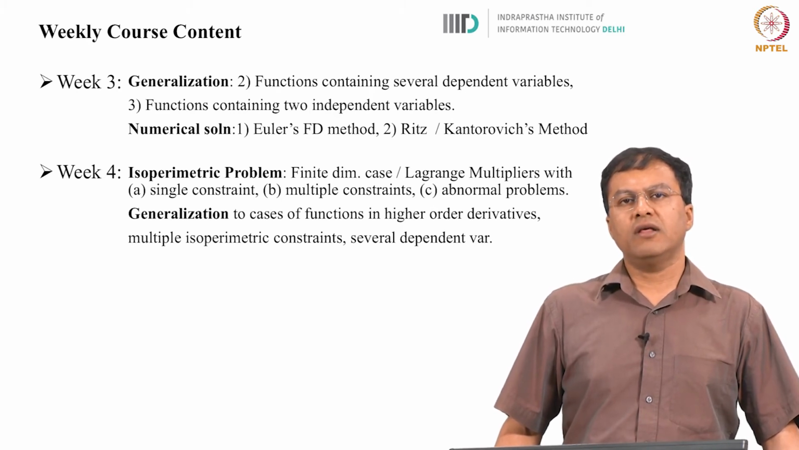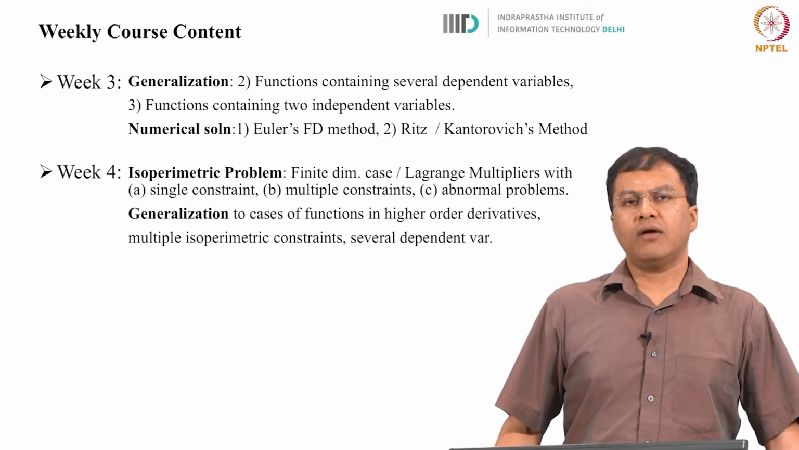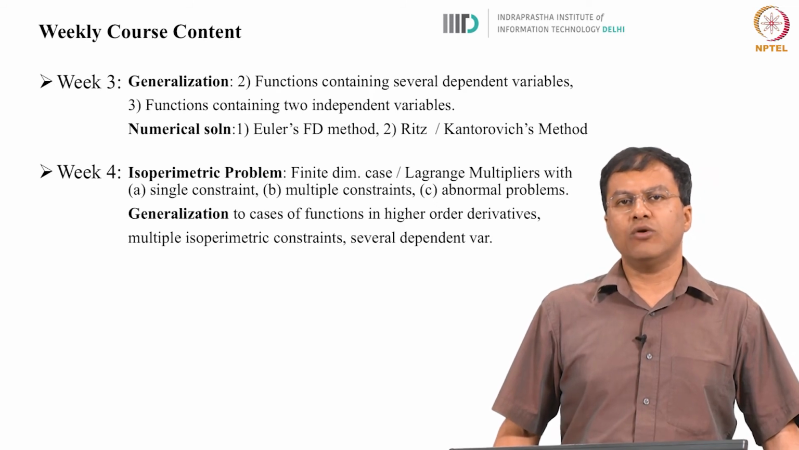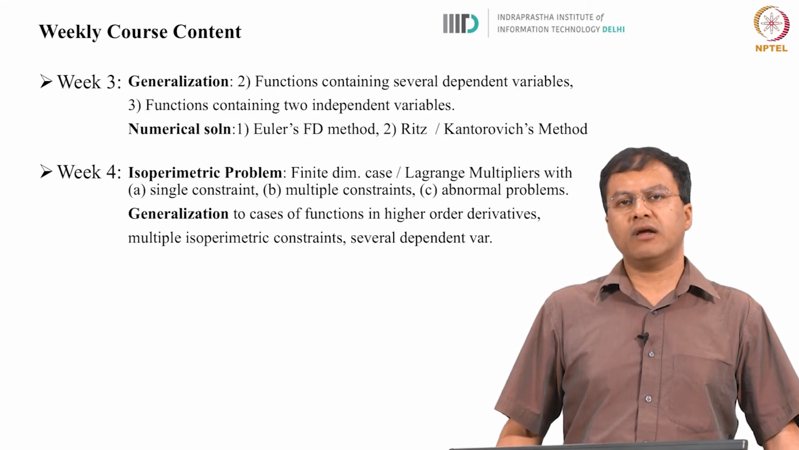In the fourth week I will be looking at the constraint optimization problem. I will start, again, with a revision in the finite dimensional case or the case of Rn, where we touch upon the topic of Lagrange multipliers with single constraint as well as multiple constraints, and also those problems which cannot be directly solved with a Lagrange multiplier, or the abnormal problems. We will then focus our attention on constrained functional optimization, including the generalization to integrands or functions with higher order derivatives, with multiple isoperimetric constraints as well as several dependent variables.